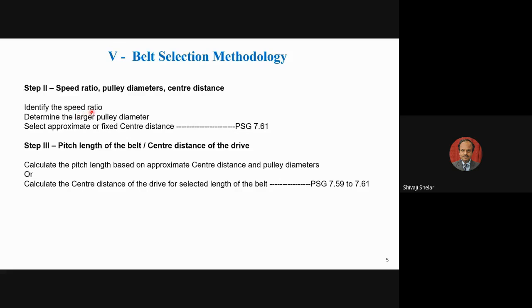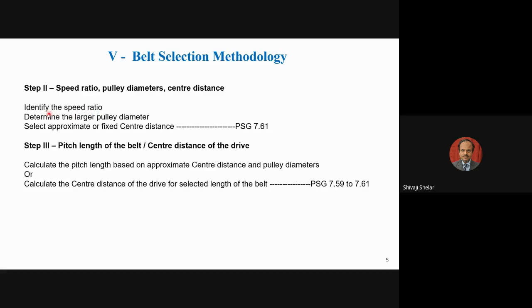And based on that, you will come to know where you have to mount exactly the smaller pulley and larger pulley, whether to be mounted on the input shaft or output shaft. If there is a speed reduction, then the smaller pulley will be mounted on the input shaft. And if there is a speed increase, then the smaller pulley will be mounted on the machine shaft or output shaft.